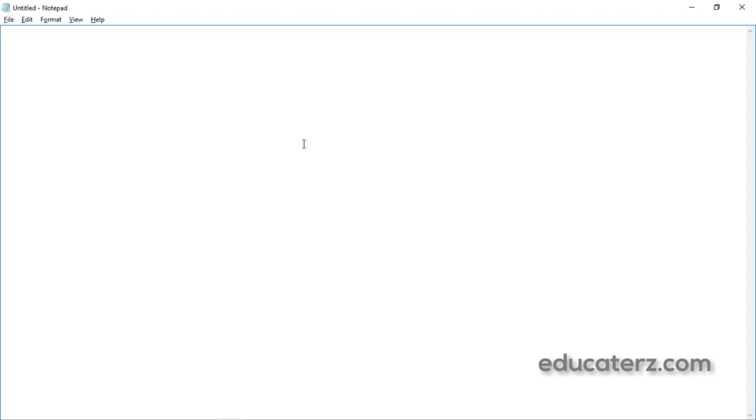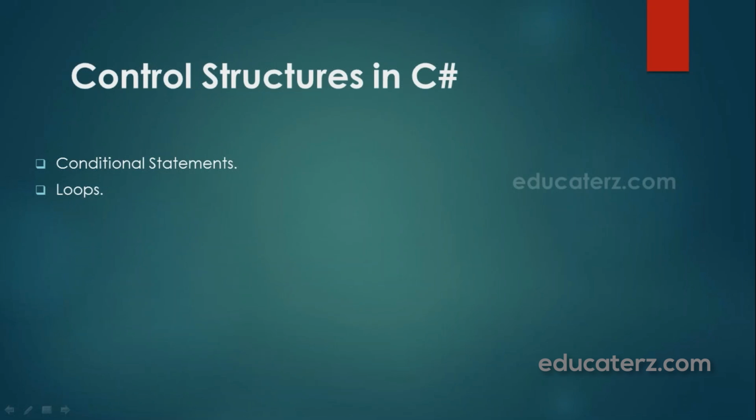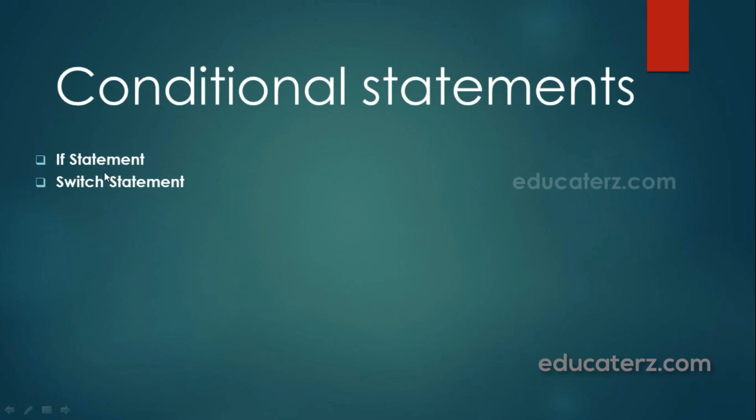We have two types of conditional statements in C#. One is if, the other one is switch. So first let us see the if statement. Control structures are of two types: one is conditional statements, another one is loops. Before talking about loops, we'll talk about conditional statements in this session. The first one is the if statement, and the second one is the switch statement.